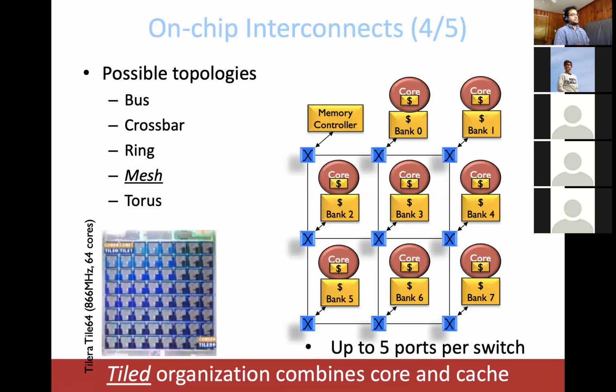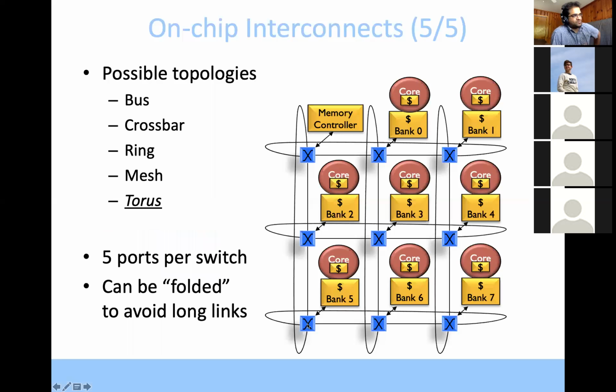And then if you take a tiled mesh and you connect the edges, so that you don't have to traverse the whole link, you have an extra dedicated link, you get a torus. A torus is just a mesh where you connect the last things. This just avoids having to traverse the whole way through something. There may be faster paths. You're trading more wires and energy for latency.